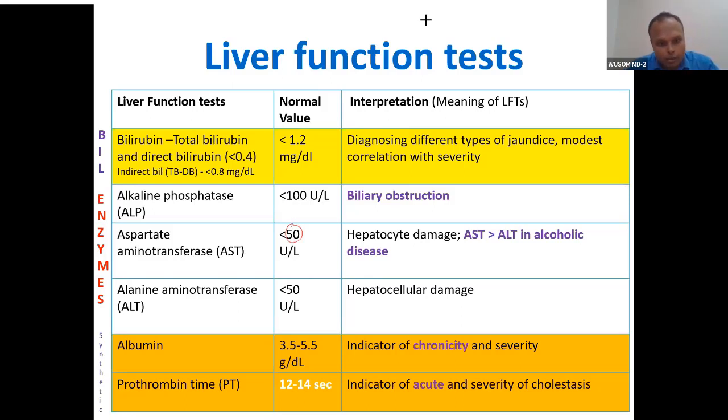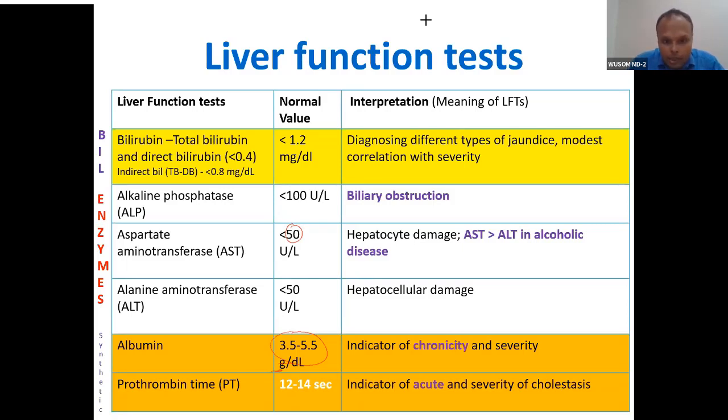So less than 50, less than 15, this is less than 100. And here you can see albumin concentration 3.5 to 5.5 gram. See, gram, not mg. Here is mg, this is gram. Albumin, protein and hemoglobin are measured in gram. So what does albumin show? Albumin gives you an idea about chronicity of the disorder.